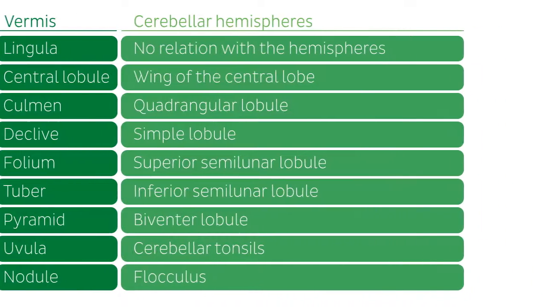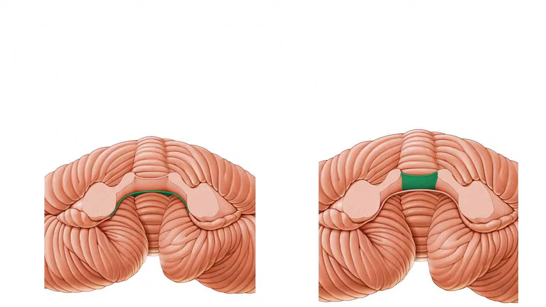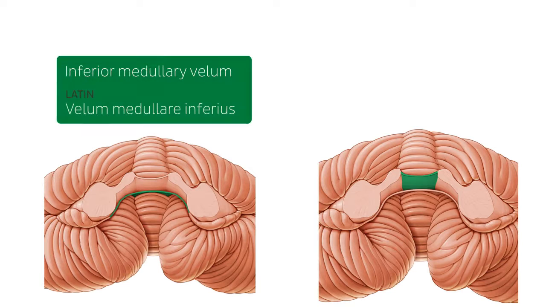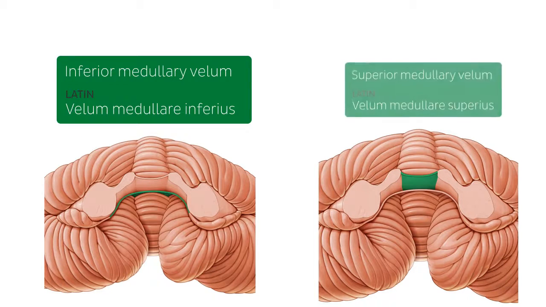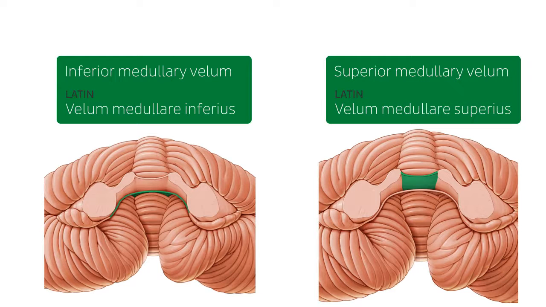And before we end this tutorial, let's take a look at two other structures that we see near the cerebellum. And these are, here on the left side, the inferior medullary velum, and on the image on the right side, the superior medullary velum. These structures form the roof of the fourth ventricle.